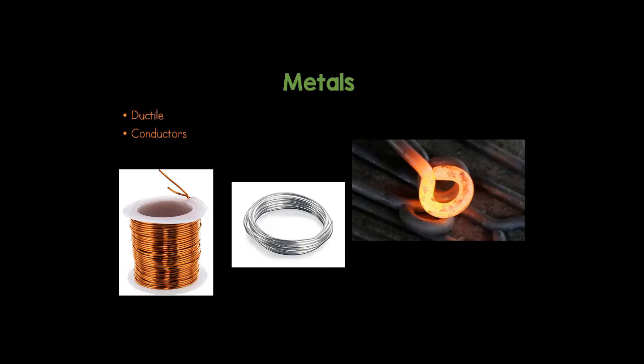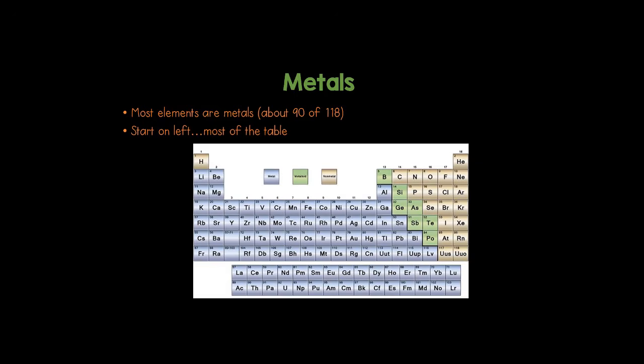And then finally, here we have metals are conductors. That's why we use metal wires to carry electricity to our homes and in our devices, and why we use metal to cook with and to iron our clothes. They conduct heat and electricity really, really well.